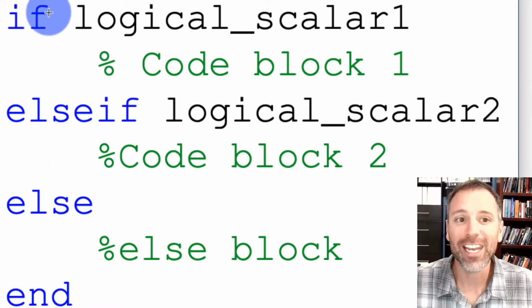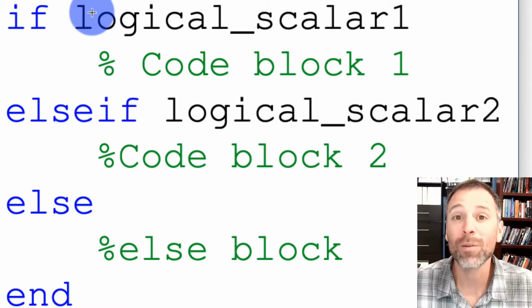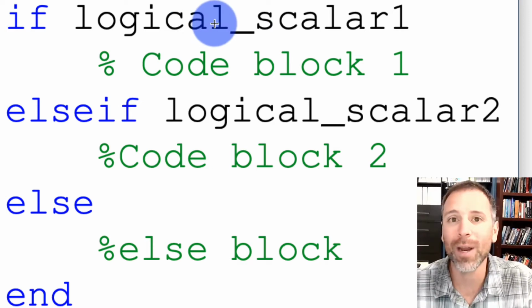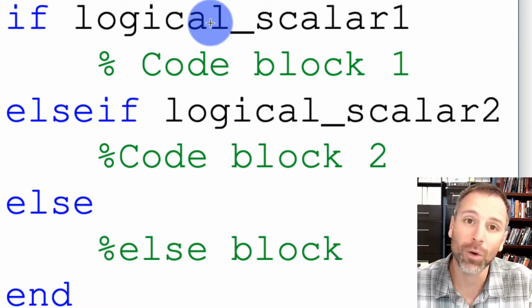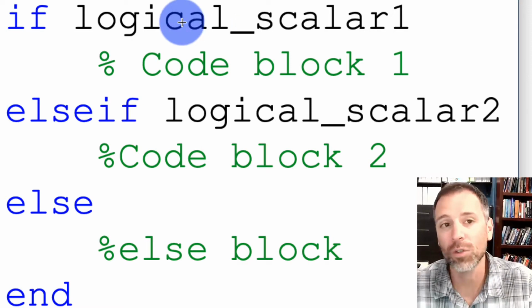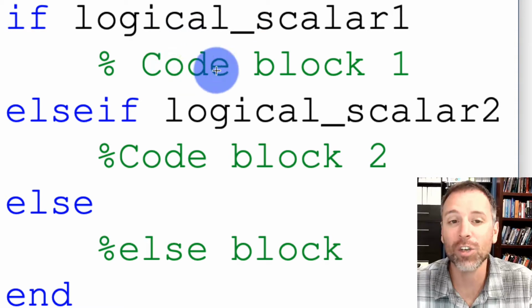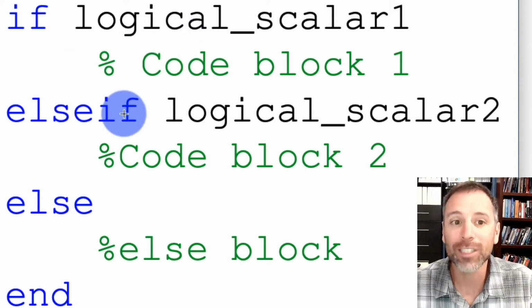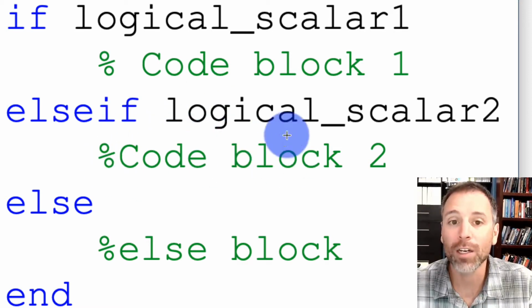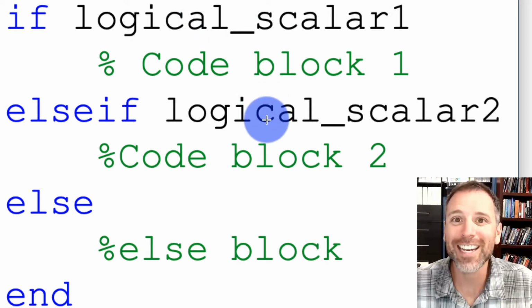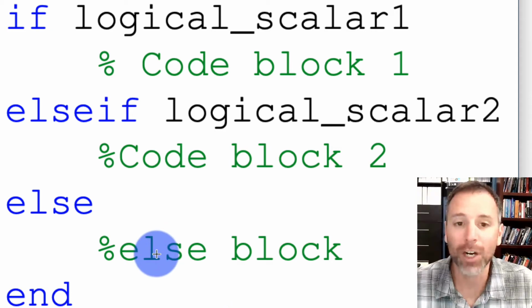Right next to each if and else if statement, we put some condition in the form of a logical scalar. Remember, this is a 1-by-1 array whose truth value is either 0, which is false, or 1, which is true. So we write if logical scalar 1, we have some executable code block 1. Else if logical scalar 2, so if the second condition is true, please run code block 2. If neither the first condition nor the second condition is true, we drop into the else block and we run that block of code in that case.